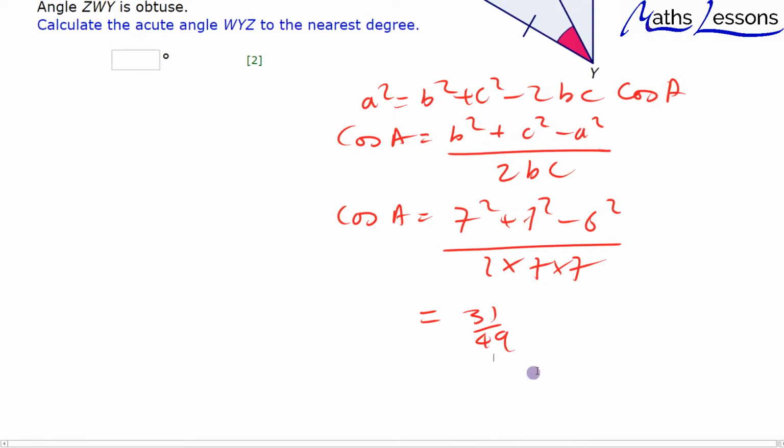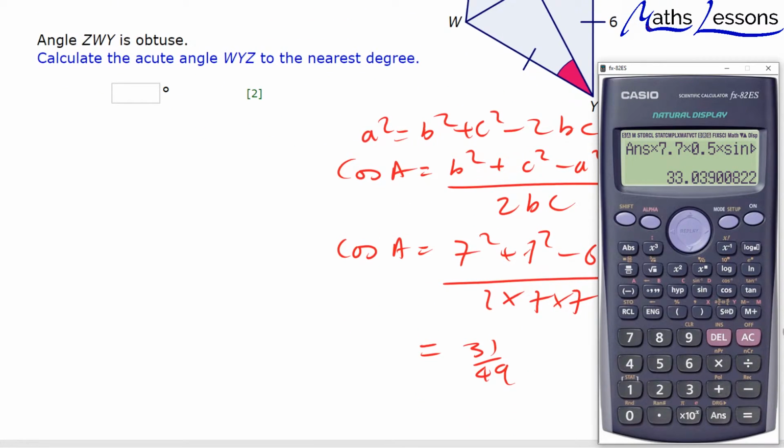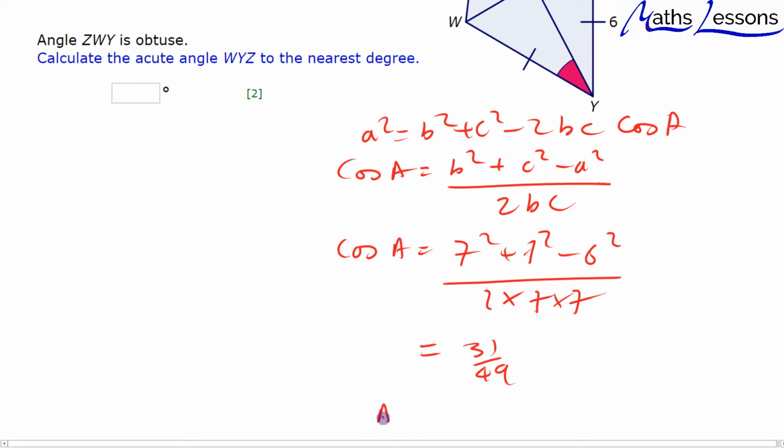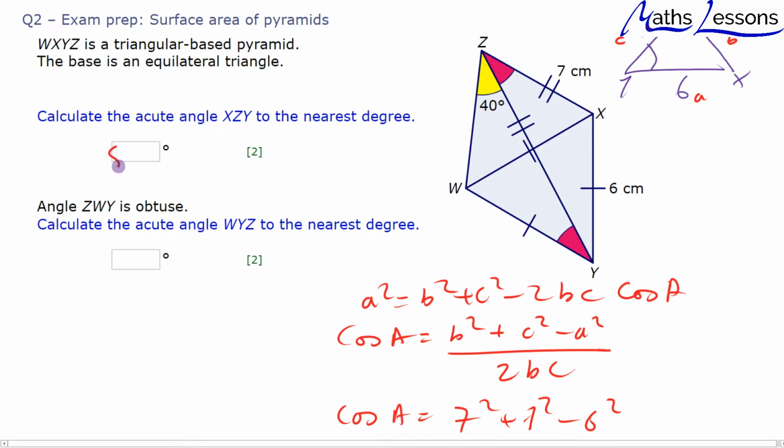So therefore we work out that cos, if we do 31 divided by 49, and we do shift cos of that to get the angle, and we get 50.75 degrees. So therefore A equals 50.75 degrees. So we can put that in there. So 50, and we want to the nearest degree, so it's going to be 51 degrees to the nearest degree.